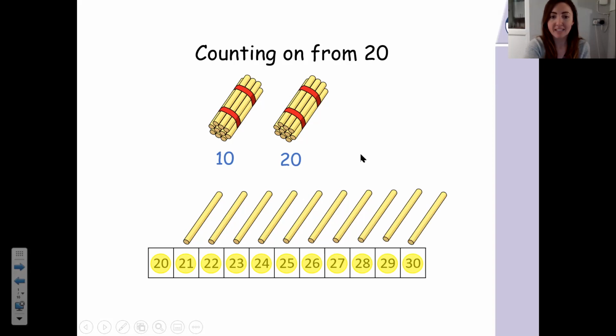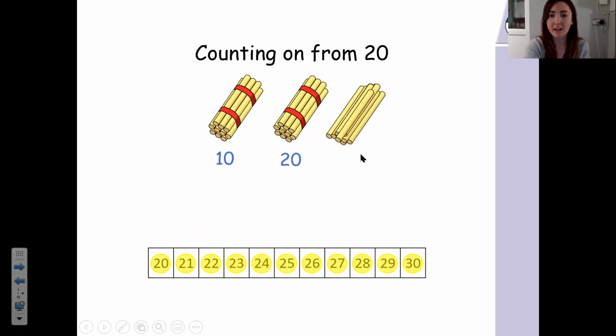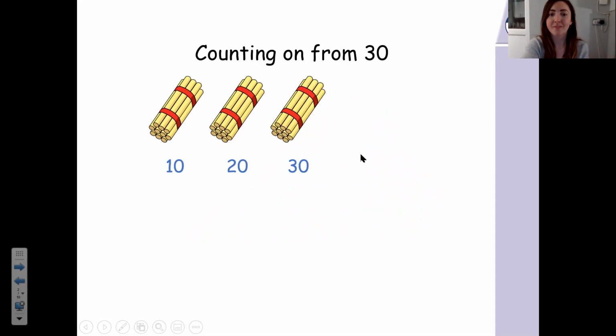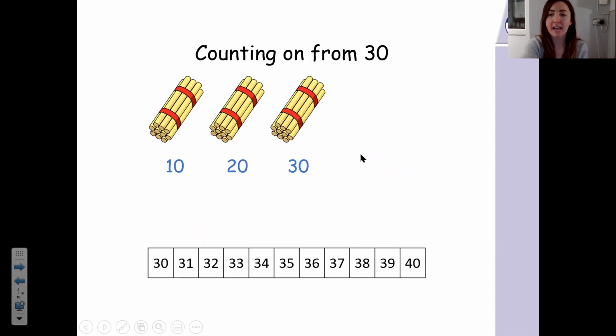So here we have 10 more straws. We can make another bundle. So 20 and 10 more is 30. Okay, let's practice counting on from 30 then. So first we have, how many is that? 10, 20, 30. And let's use this number track to help us count on from 30.